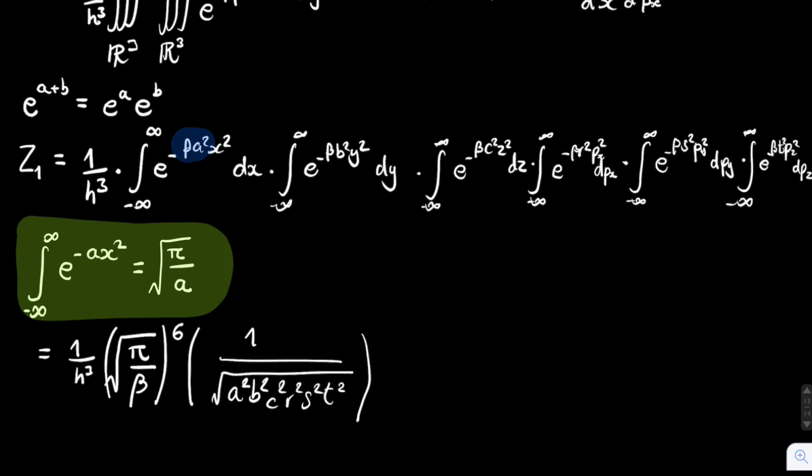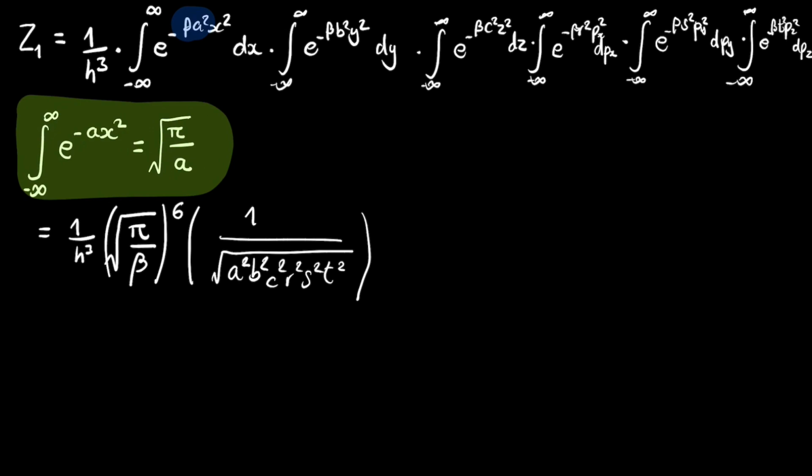So here's what we got for the one particle partition function. And for the n particle one, I simply said you could just raise it all to the power of n. So let's go ahead and do that. Let's raise each of these terms to the power of n. So we're going to have 1 over h to the power of 3n this time.